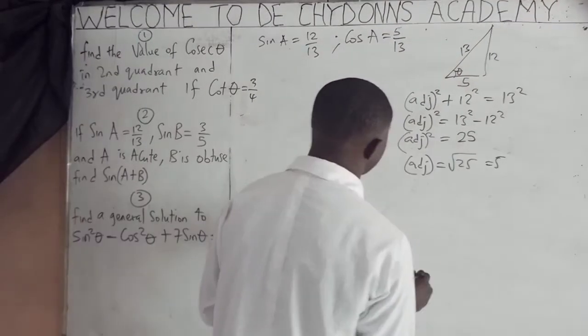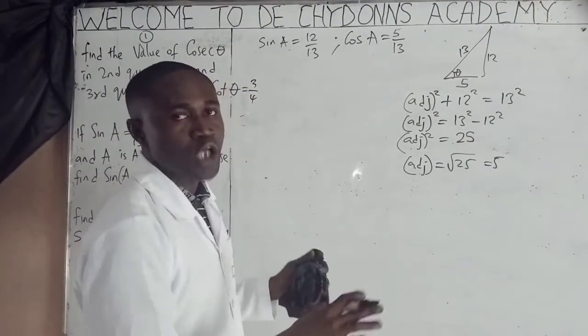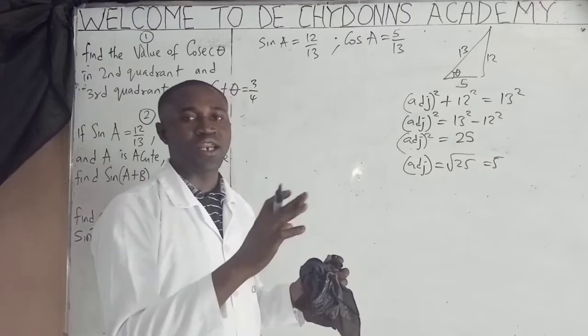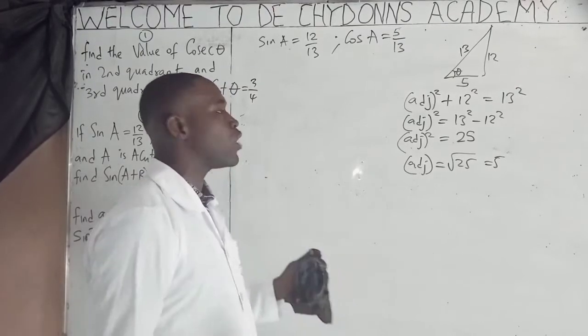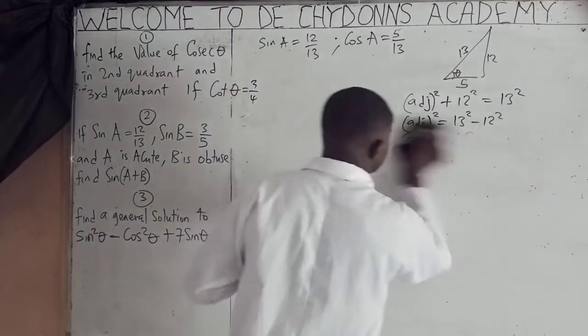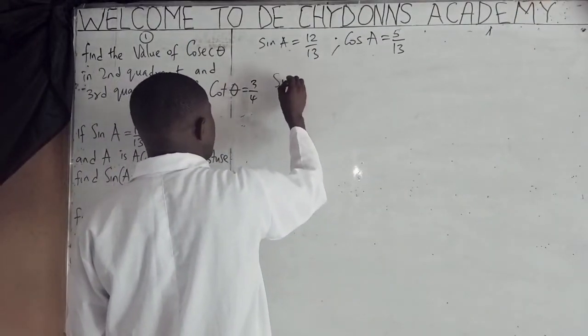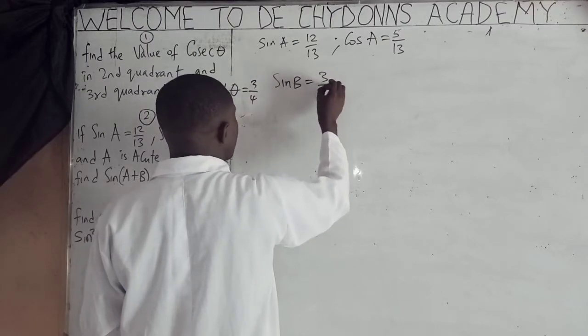That is cos A. Because A is acute, we say that cos will also be positive because all the three ratios are positive in the first quadrant. Then we come to the next one. In the next one, they said sine B equal to 3 over 5.